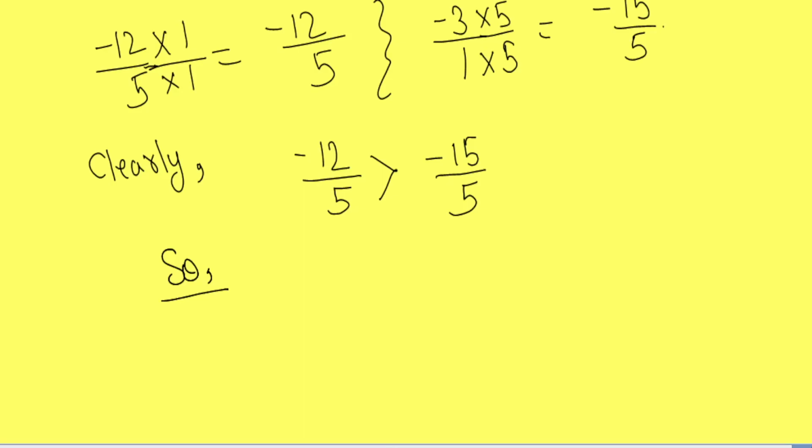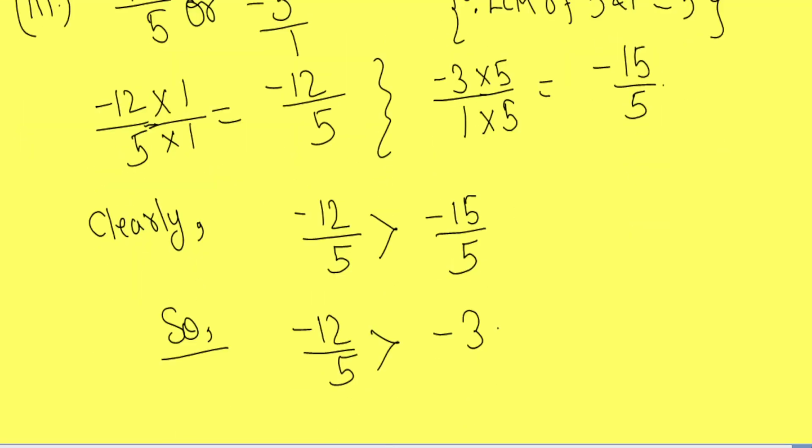Okay, so now we will write it in the original form. -12/5 is originally -12/5, right, but this number is originally -3. So finally -12/5 is greater than -3. I hope you have understood this whole procedure. So let's step forward toward the fourth question.